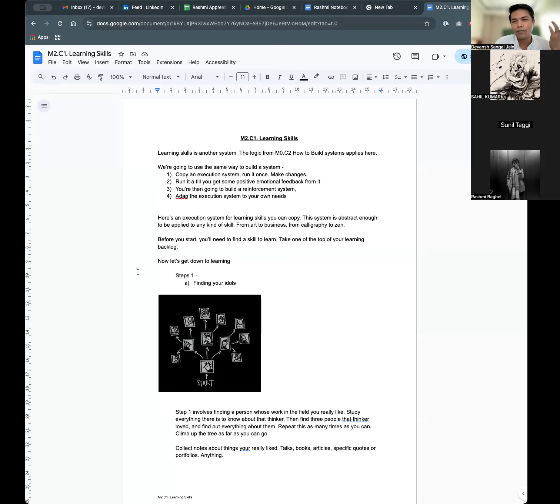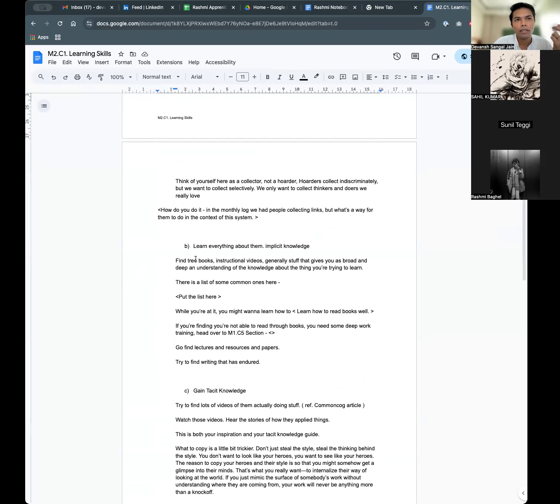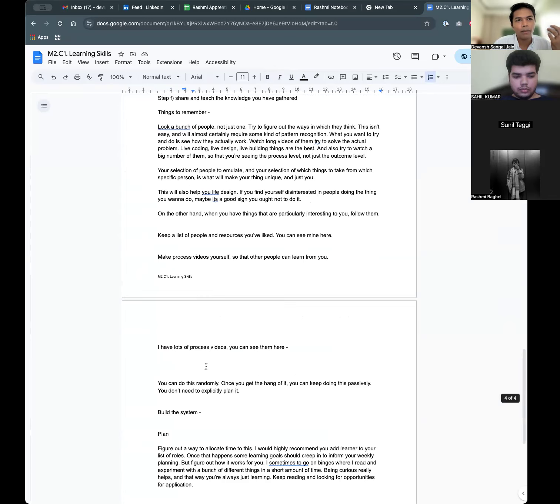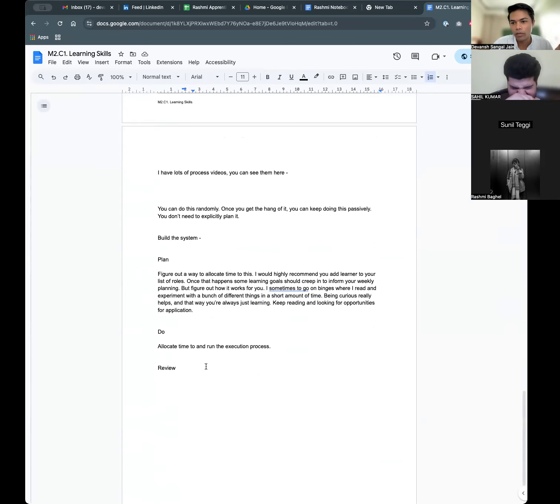Okay, so basically there's four steps here, I think. The first step is finding who you want to learn from. The second one is learn implicit knowledge. The fourth step is gain tacit knowledge, which includes practice. And then the fifth step, I think, is basically sharing what you've learned, which will accomplish two things. One is that it'll force you to round out all the edges in your thinking and make sure that you understand the concept clearly enough to explain it to someone else, and also to demonstrate to other people that you know how to do that thing.